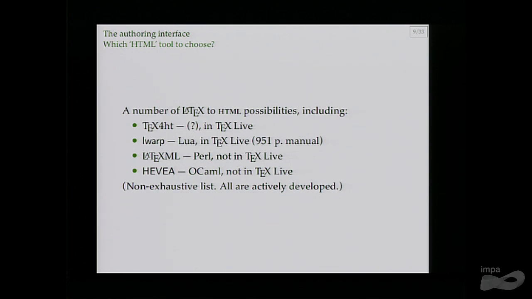So TeX4HT is the mainstay in this area. I guess it's been the longest in development and perhaps the most flexible. LWarp is written in Lua, and I know nothing at all about it except that it has a 951-page manual, which I find quite amazing. My understanding is that it uses a similar mechanism as TeX4HT, but without going via the DVI route. I don't actually know how that works, but because they're using Lua, who knows? Lots of magic is possible.